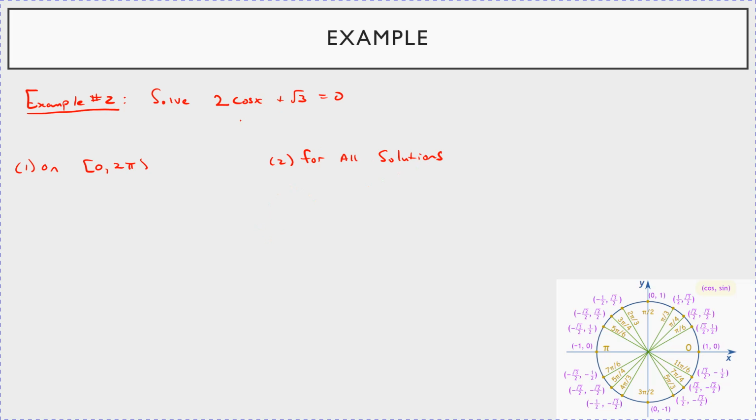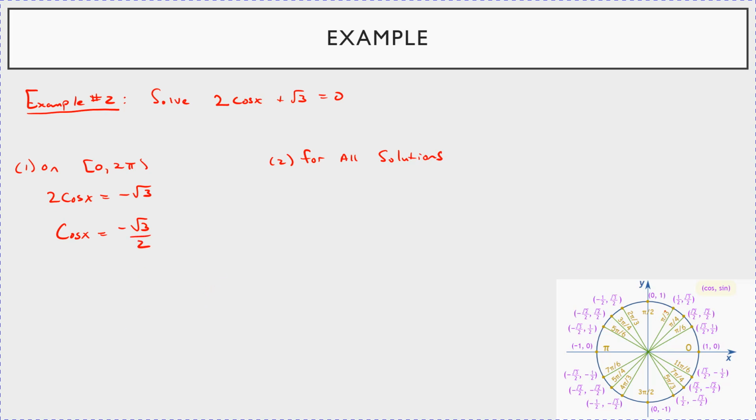All right, so the first thing you have to do here is get cosine of x by itself. So you're going to subtract the square root of 3 over. So you have 2 cosine of x is equal to minus square root of 3. And then you're going to divide by 2. So when does cosine of x equal minus the square root of 3 over 2?